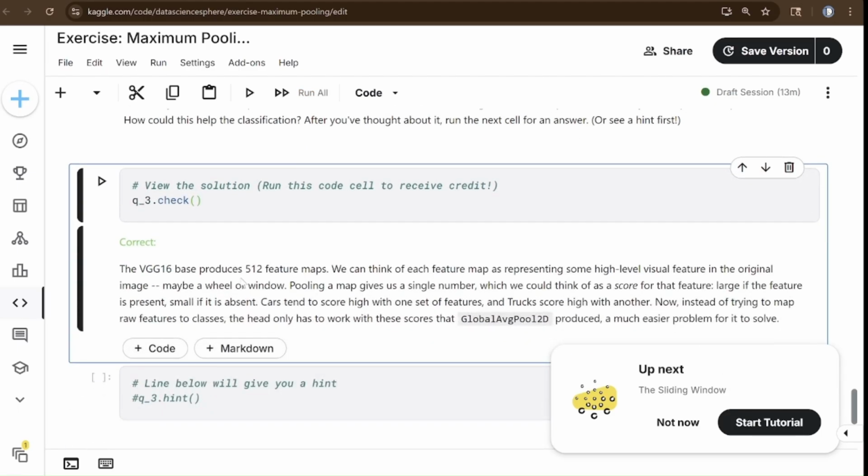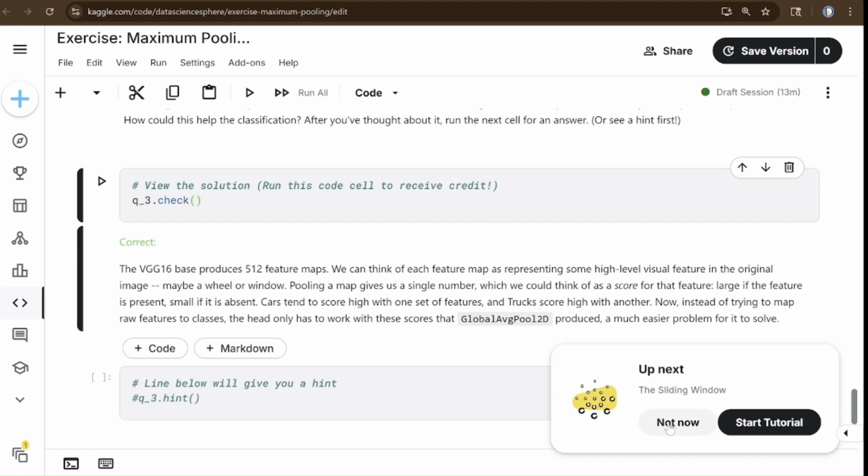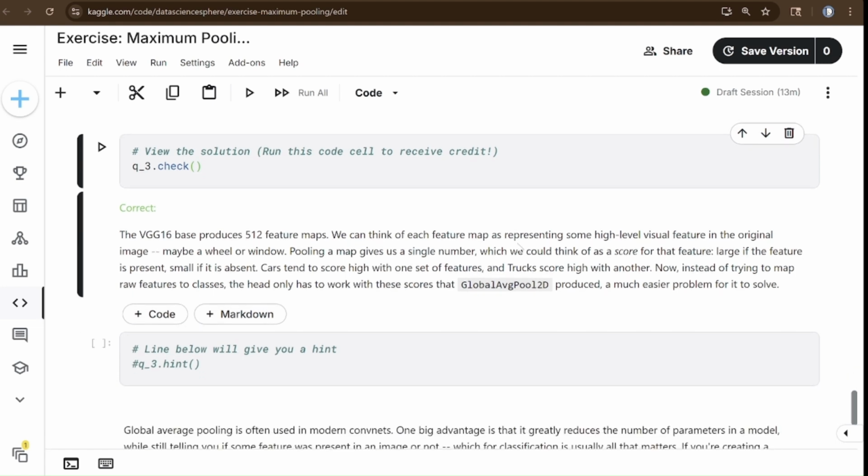See, the VGG16 base produces 512 feature maps. We can think of each feature map as representing some high level visual feature in the original image. Maybe a wheel, maybe a window. So pooling a map gives us a single number which we could think of as a score of that feature, large if the feature is present, small if the feature is absent. So cars tend to score high with one set of features, trucks score high with another set of features. Now instead of trying to map the raw features to classes, the head only has to work with these scores that the global average pool 2D has produced.